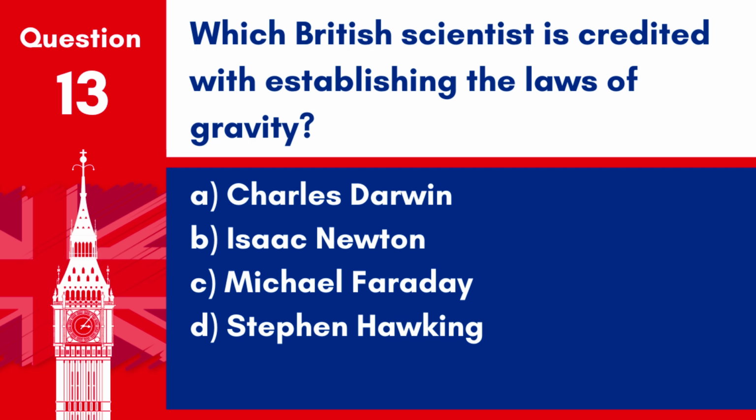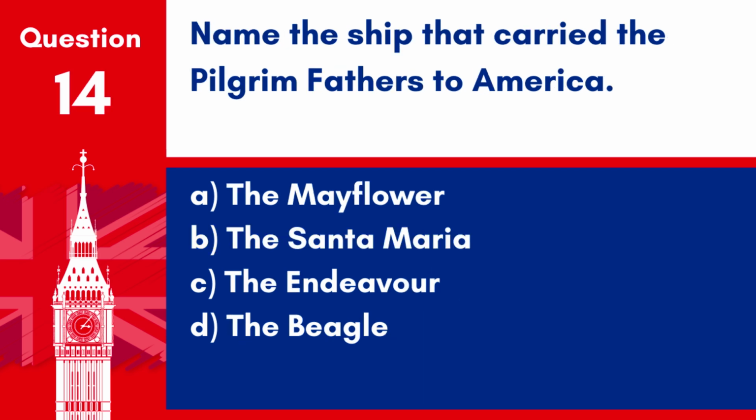Question 13. Which British scientist is credited with establishing the laws of gravity? A. Charles Darwin. B. Isaac Newton. C. Michael Faraday. D. Stephen Hawking. Answer: B. Isaac Newton. Sir Isaac Newton is credited with establishing the laws of gravity, which he formulated in the 17th century. Question 14. Name the ship that carried the Pilgrim Fathers to America. A. The Mayflower. B. The Santa Maria. C. The Endeavour. D. The Beagle.